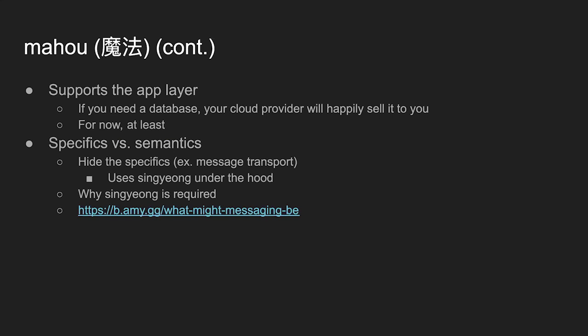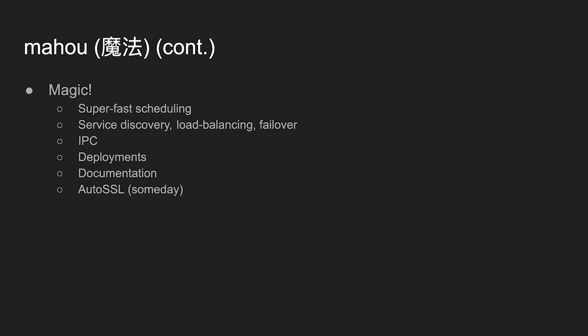The goal is that Mahou can hide the specifics of things like message transport and how your container gets scheduled, so your code can just think about it. This uses Singyeong under the hood. It's why it's required for it. There's a blog post I had written that's kind of related, about how inter-service messaging can be painful, and what this might look like in the future. It's the ideas that I've been digging into with this project.